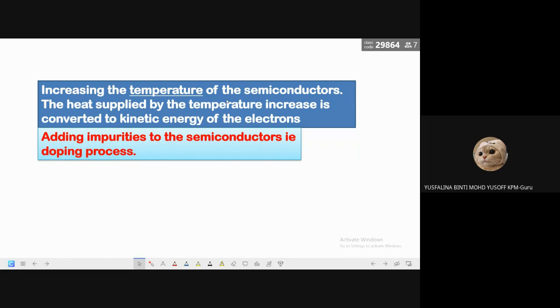Okay, so adding impurities to the semiconductor, we call it a doping process. So maybe we can add something to the semiconductor to increase its conductivity. To increase its conductivity, we can add impurities. So this process, adding the impurities into the semiconductor, we call it a doping process.